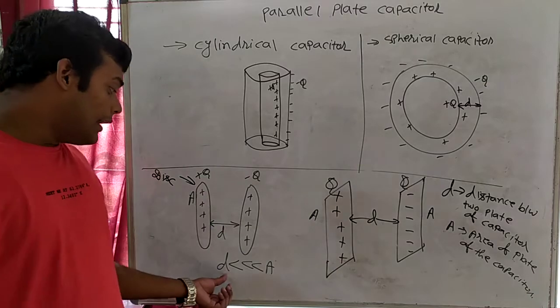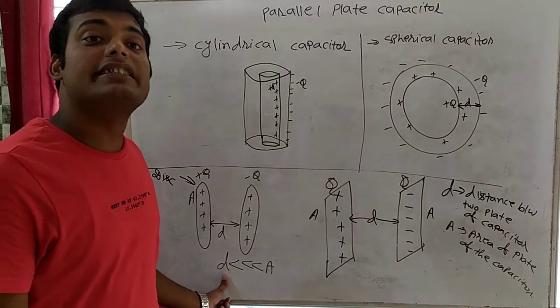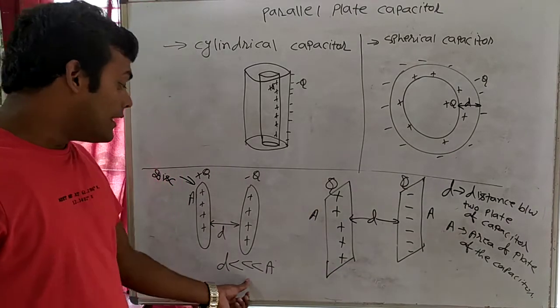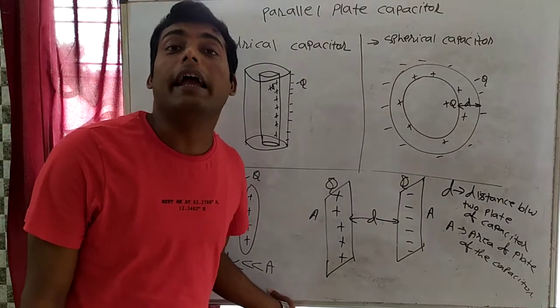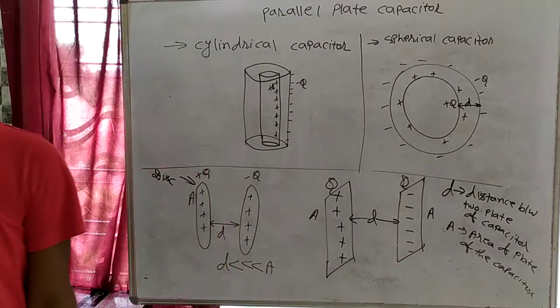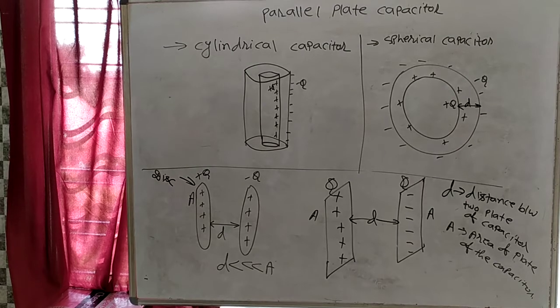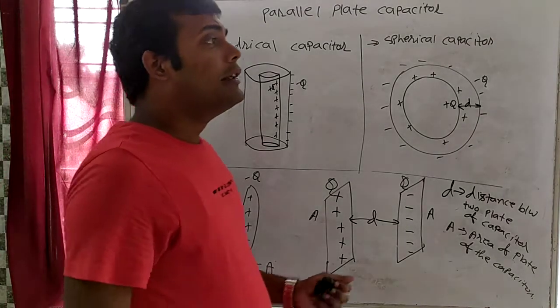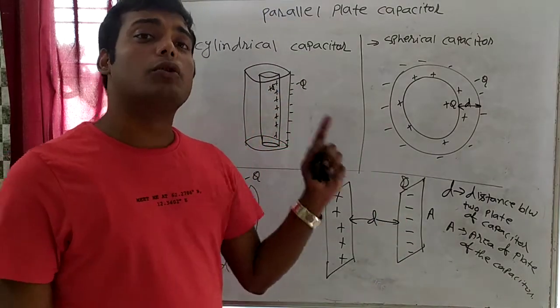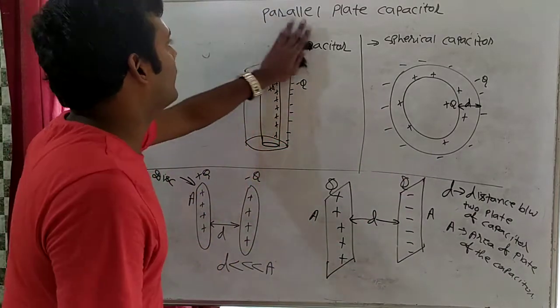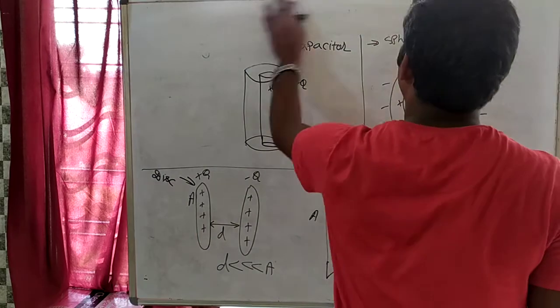What is this condition? A small d. What is a small d? Distance between the plates of the capacitor is very less than the area of the plate of capacitor. What is A? A is the area of the plate of capacitor. Now, in my previous lecture, I told you that capacitance of a capacitor does not depend on Q and V. Can you remember that statement?